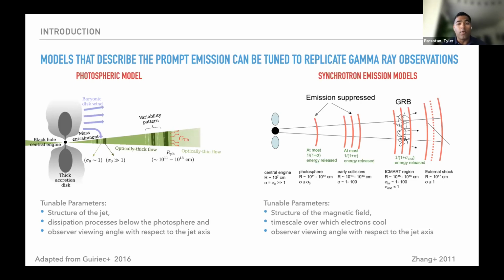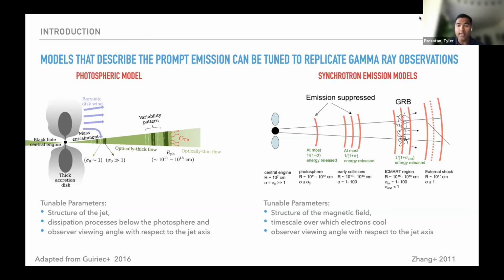So a brief introduction for those of you that may have forgotten a bit about gamma ray burst prompt emission models. There are two areas of describing the prompt emission: the photospheric model, and models that fall under synchrotron emission. Here on the left, I'm showing a figure from Garrick et al., where they show the gamma ray burst jet, and you have this thermal emission that's produced deep in the jet, and as the jet becomes optically thin to that radiation, it becomes advected out, and that's what we detect as gamma rays. Now in the photospheric model, we have a few tunable parameters: the structure of the jet, dissipation processes, as we've heard in a few talks, and of course, the location of the observer with respect to the jet axis.